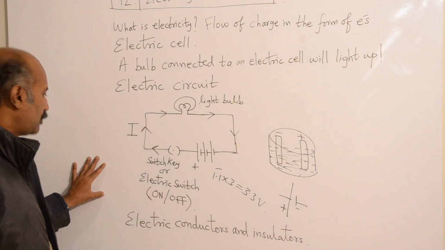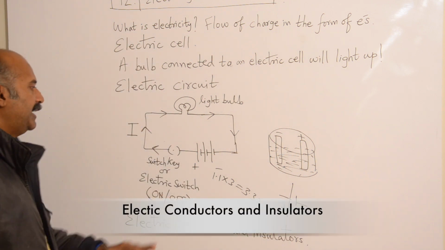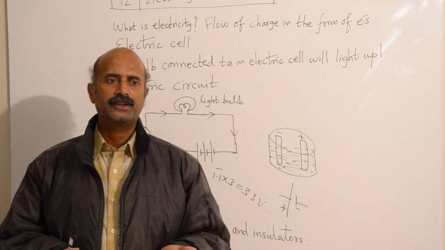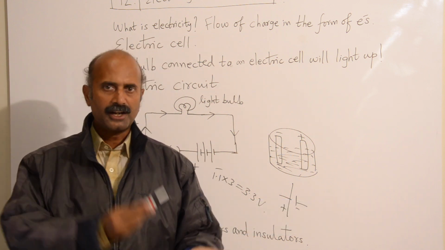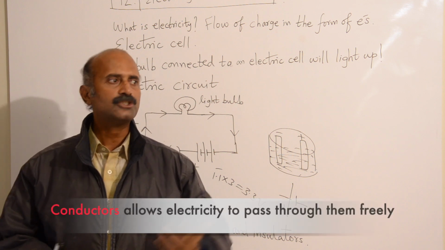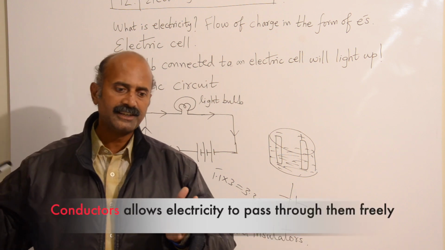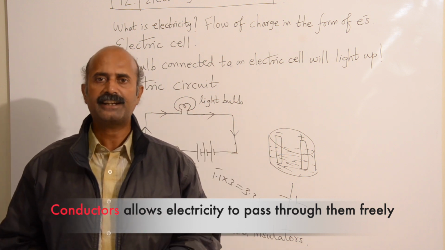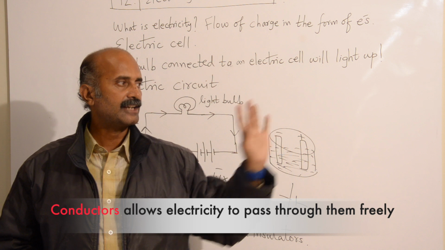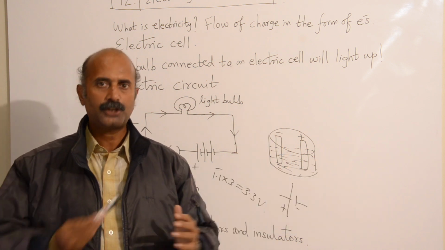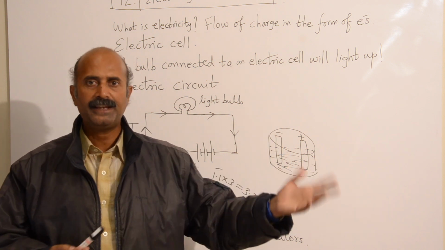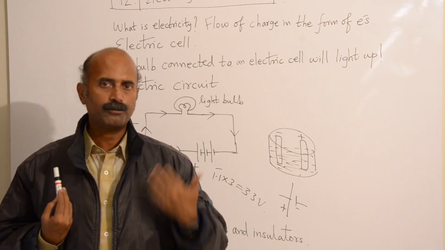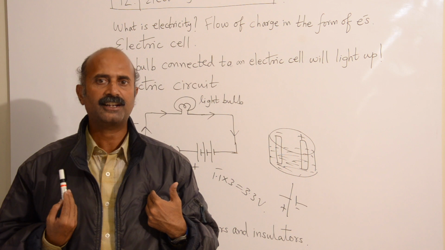Now, we talk about electric conductors and insulators. So, what do you mean by electric conductors and insulators? The name itself says conductors, insulators. Conductors are those substances which allow electricity to pass through them freely. Even our bodies are very good conductors of electricity. That's why when we touch an electric switch without insulation, we get electric shocks. And it's very dangerous because our bodies are very good conductors of electricity.